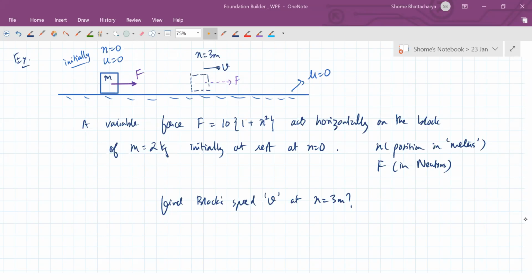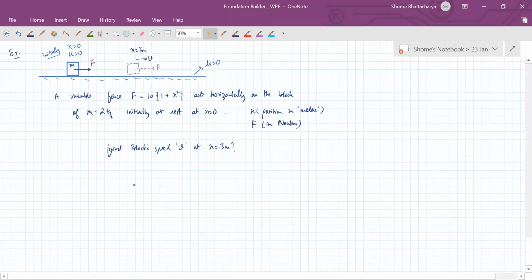Yeah, so let's see the answer. So first of all, let's calculate the work done. Work done is coming that much, Rishi. Okay, let's check. So when it is at some general x coordinate, this force, as we have seen, is this much. The other two forces we don't have to worry about because they are perpendicular.